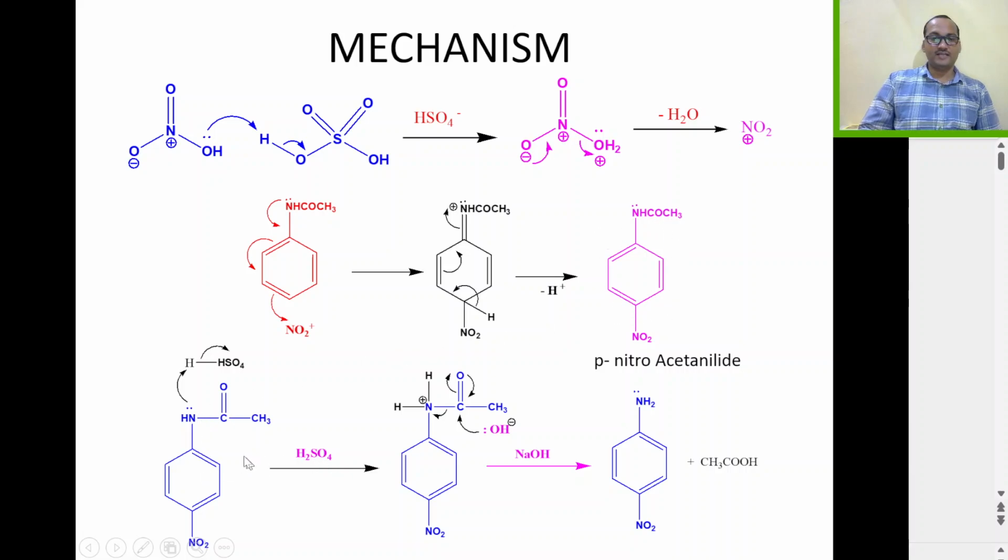Then what happens? The next step is hydrolysis of this NHCOCH3 group. Nitrogen lone pair will attack the proton H plus and this H bond will break as HSO4 minus. So you will end up with this protonated amine. Now the OH minus ion will attack this carbonyl carbon and this double bond will break on this oxygen. When this O minus comes back, this CN bond will break on this N plus. As a result you get para-nitroaniline plus acetic acid. So this is the basic principle behind making this compound.